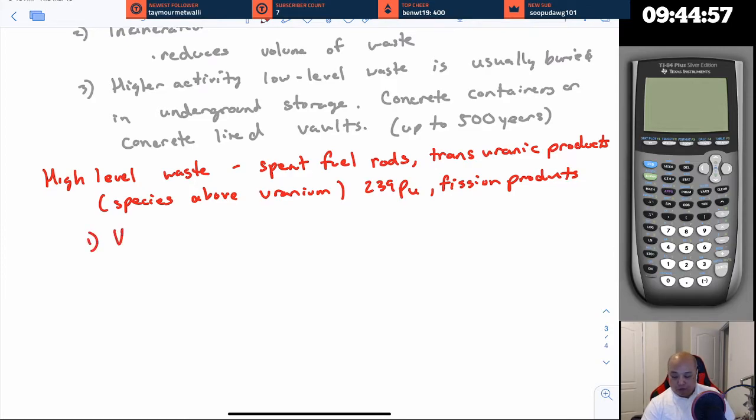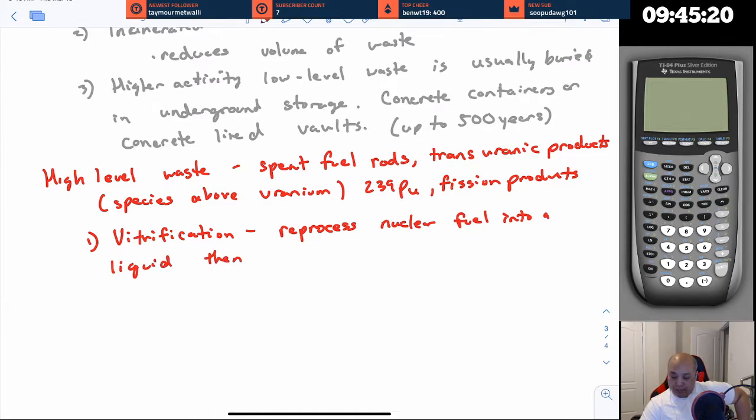Okay. The first way is vitrification. So what they do is they reprocess nuclear fuel into a liquid, then encapsulate it in glass. So they liquefy it and then they mix it into glass and then they store it that way. So it makes storage easier because it's compacted in there and the glass itself prevents it from releasing too much radiation.